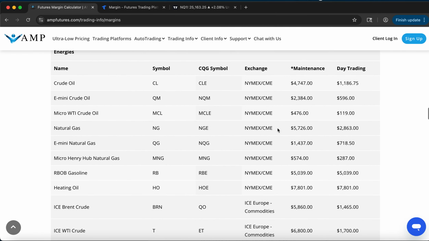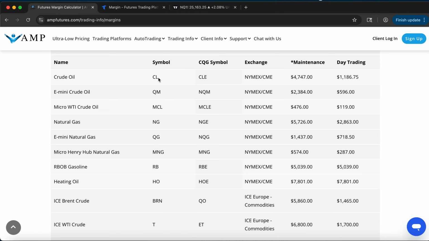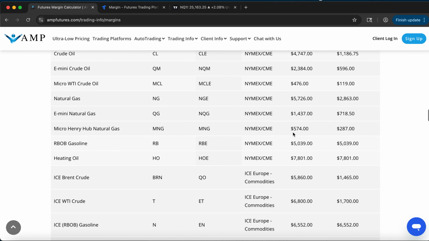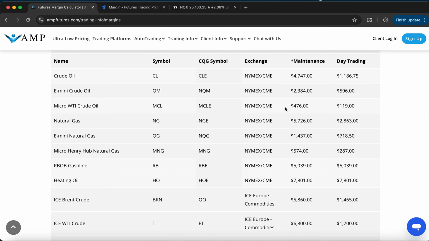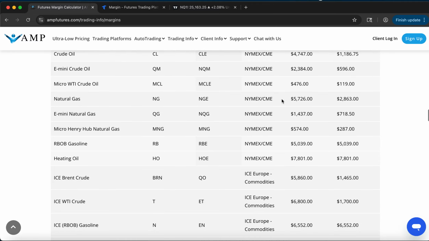Going over to oil. This is the mini version of oil. That's $1,186 to day trade, and $4,747 to swing trade. Let's find the micro version. The micro version is way more reasonable. $119 to day trade and $476 to swing trade, which is pretty good.